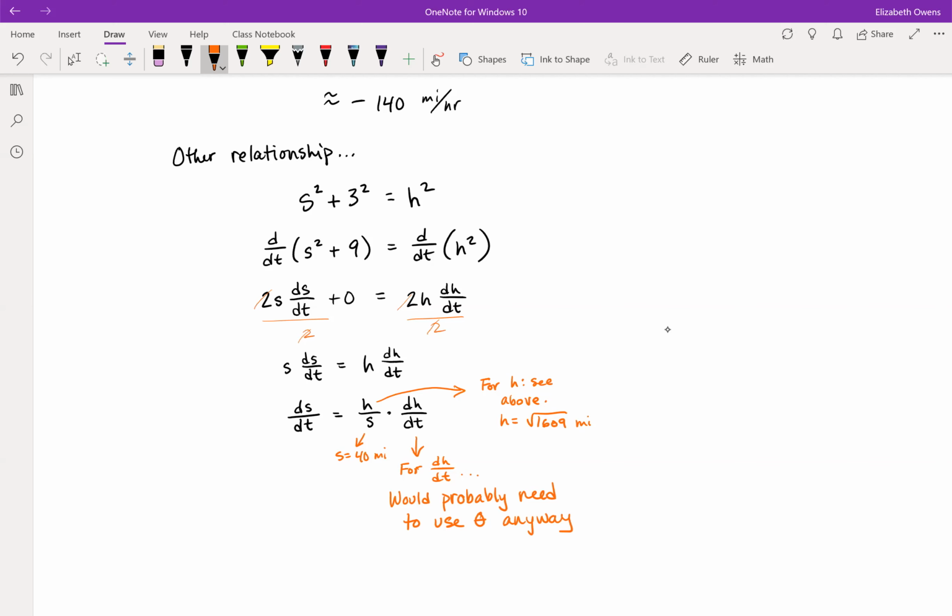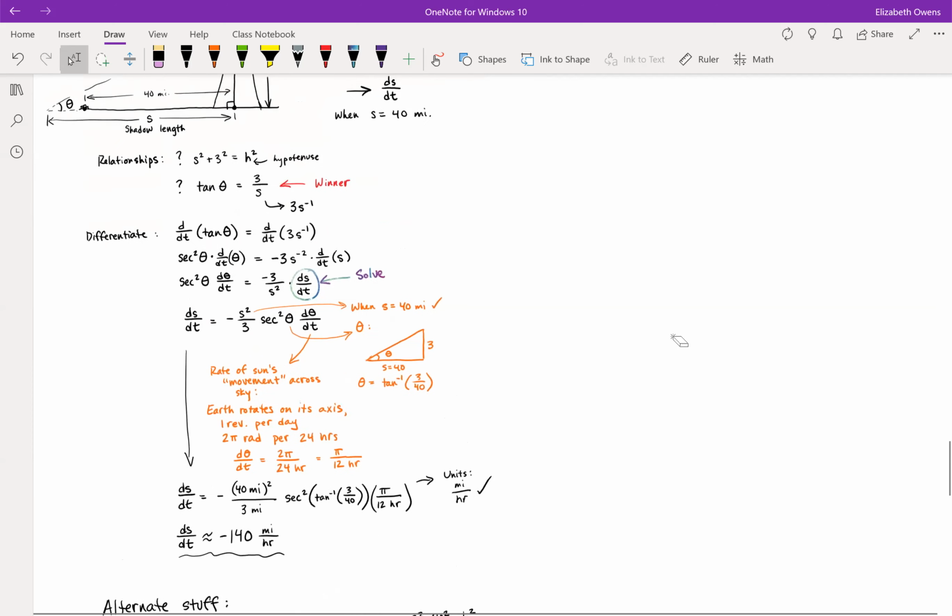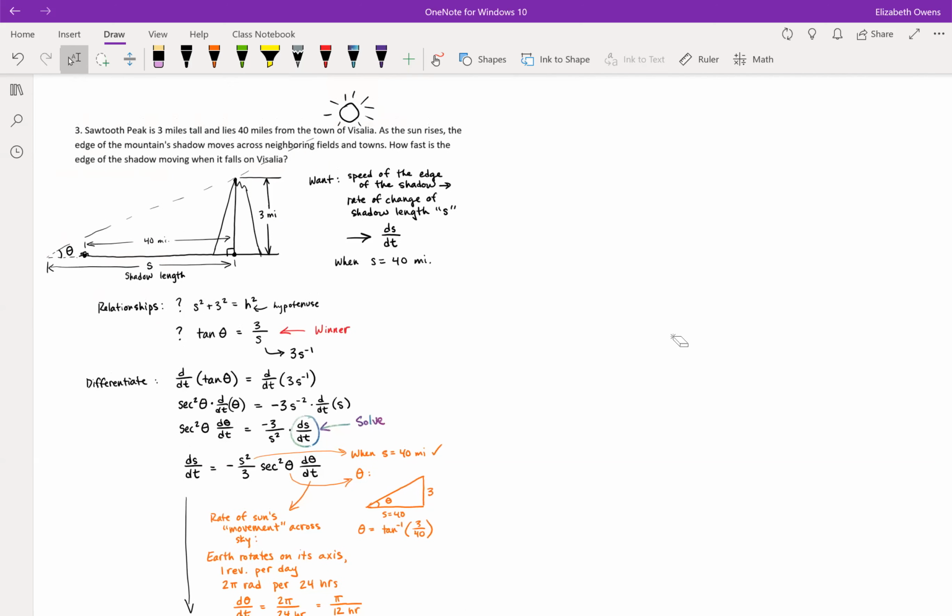But that also brings up the point that if this was the only relationship that you saw, you probably could make it work. It would just take more thinking at a different stage in the problem. You'd have to do more to find dh/dt, but I think you could actually make this work one way or another. So yeah, something worth considering. But again, this is a challenging problem. This is, I'd say, more challenging than anything I'm going to put on your test.